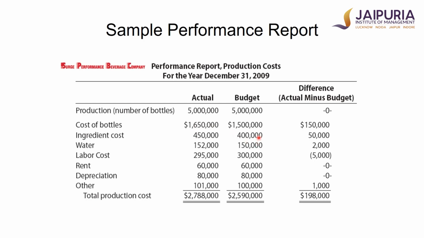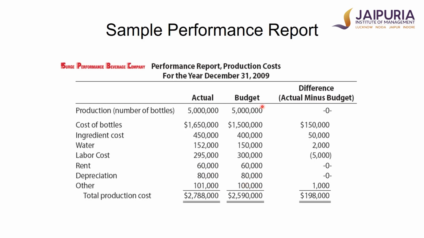When we compare the ingredient cost, the budgeted cost was 400,000, whereas the actual cost incurred by the company was 450,000. For water, the budgeted cost was 150,000, whereas the actual is 152,000. For labor, the budgeted cost was 300,000, whereas the actual cost was 295,000. The rent, the budgeted cost as well as the actual cost remain the same. Depreciation, the budgeted cost as well as the actual remained the same. And in other costs also, there was a rise of 1,000 rupees.